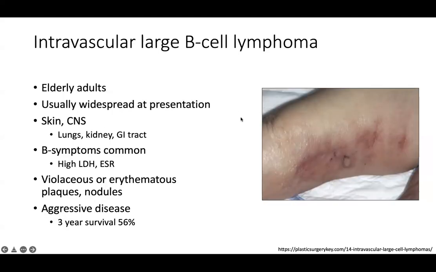And of course, with any aggressive type of lymphoma, you can have intravascular involvement. So thinking about intravascular large B-cell lymphoma, this often occurs in elderly adults. It's usually widespread at presentation, and it can affect the skin as well as the central nervous system, the lungs, the GI tract, and the kidney. These patients, as so often with systemic involvement by a malignancy, have B symptoms. They can have high LDH, high ESR. Clinically, you'll see violaceous or erythematous plaques and nodules. And unfortunately, this is aggressive disease with a 3-year survival rate of 56%.